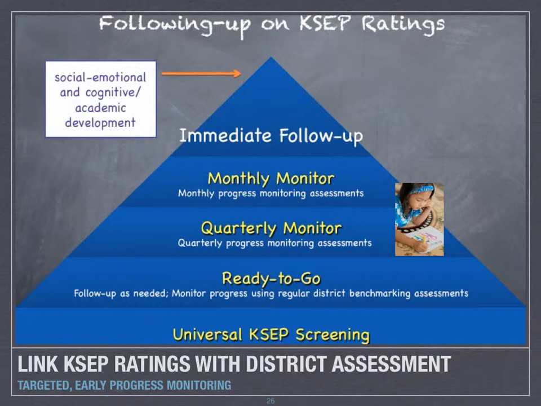For example, the students in the monthly monitor group had lower KSEP ratings. We suggest keeping track of these students' progress from October through December to see if they make a satisfactory adjustment to kindergarten. And if not, then they may need more intensive supports. The quarterly monitor group, like Mary, had higher KSEP ratings, and it is likely that the district's regular fall, winter, and spring progress monitoring procedure will be sufficient for them. Students with low ratings in the immediate follow-up group are at high risk, and their developmental needs should be evaluated in more depth.